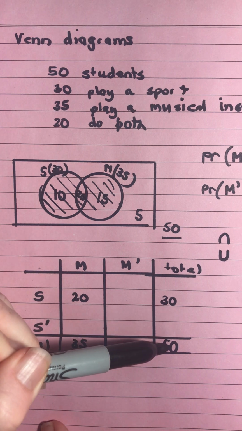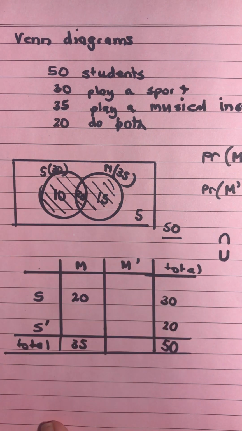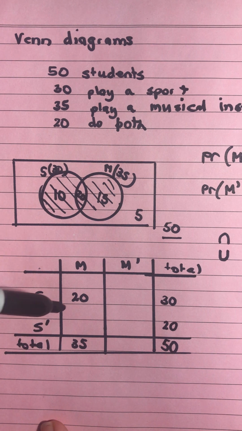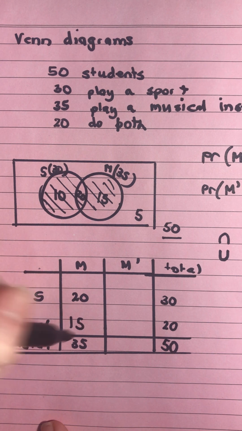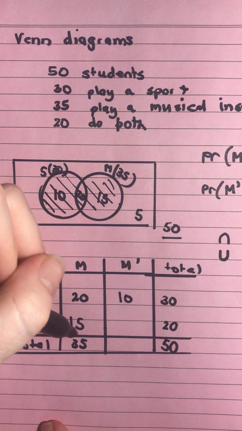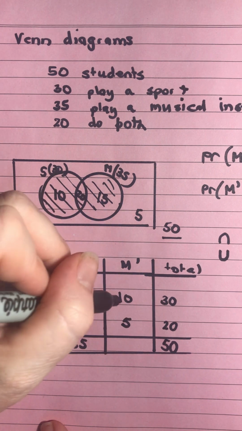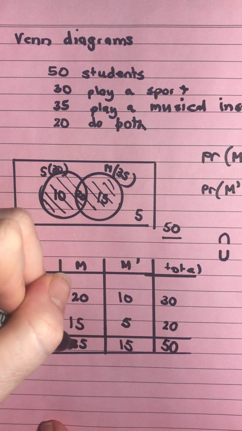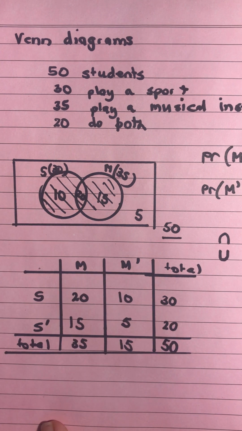So I've got the 30 and the 50 here. That means I can work out a 20 there. If I've got the 20 and the 15, I can work out a 15 here. If I've got 20 and 30 there, I can get a 10. 15 and 20 is a 5. And then 10 plus 5 is 15, which I also know 35 plus 15 equals 50 as well.